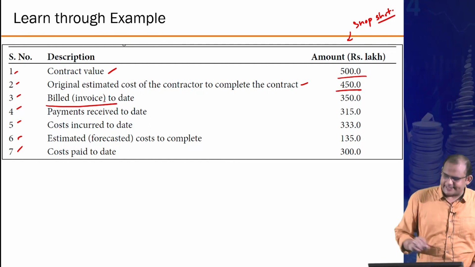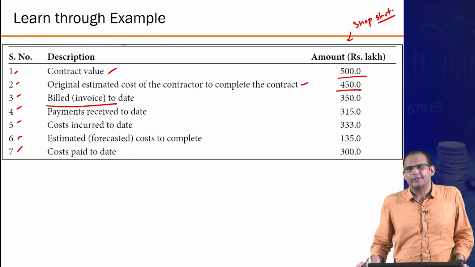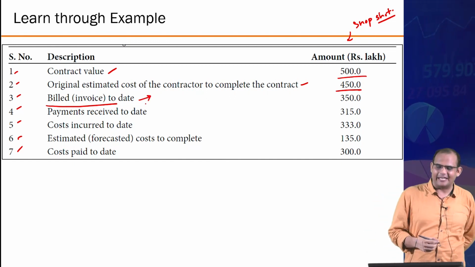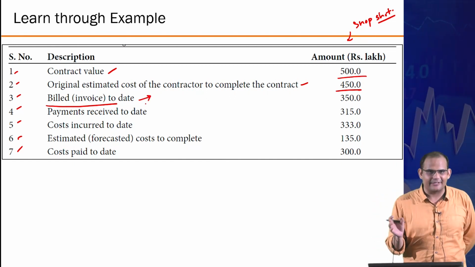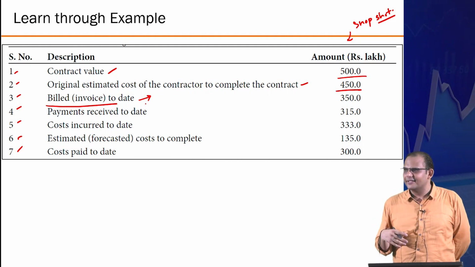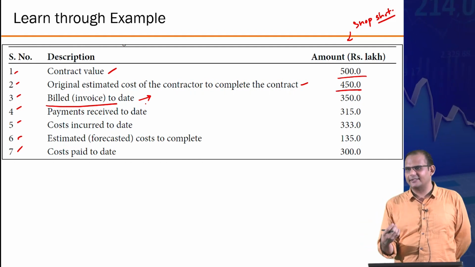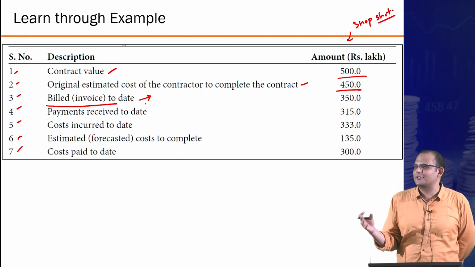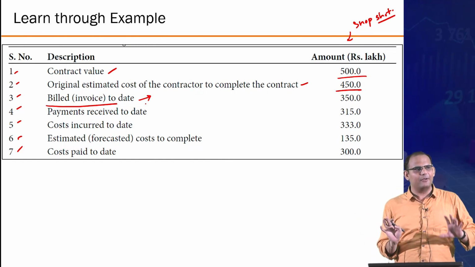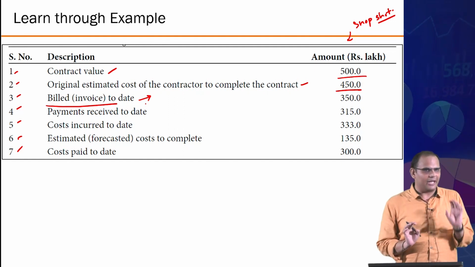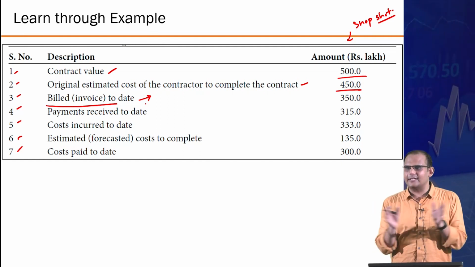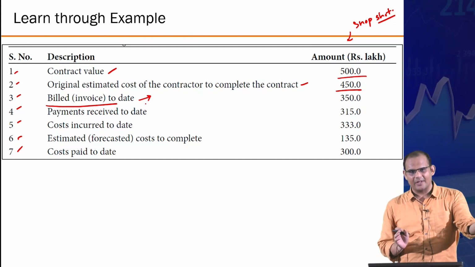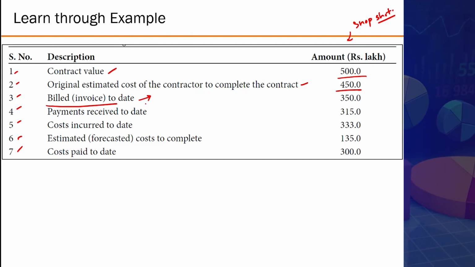Billed invoice to date. Do you know what is billed invoice? So essentially in contracting, in real construction projects, to get paid, you need to raise an invoice. If as a contractor you don't even raise the invoice, the client is not going to pay you. Client can only pay you for an invoice that you have raised. Invoice is, hey, this is the work that we have done and here is the money that you owe to us. That's the invoice raising concept, right?